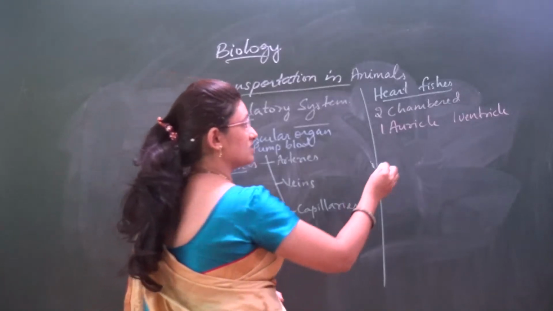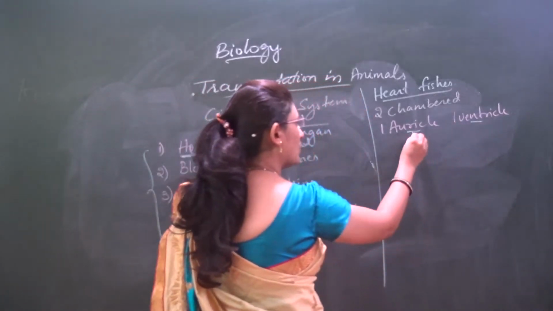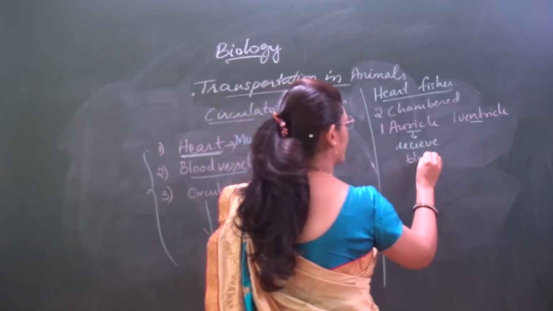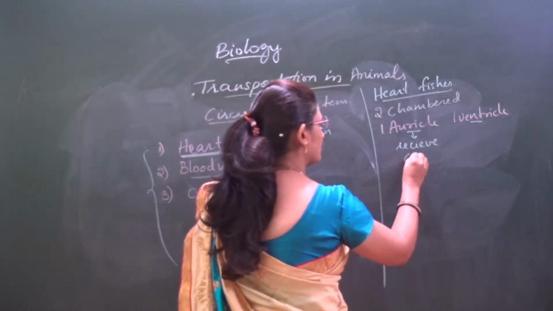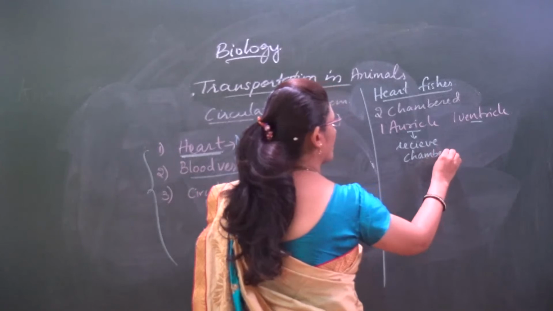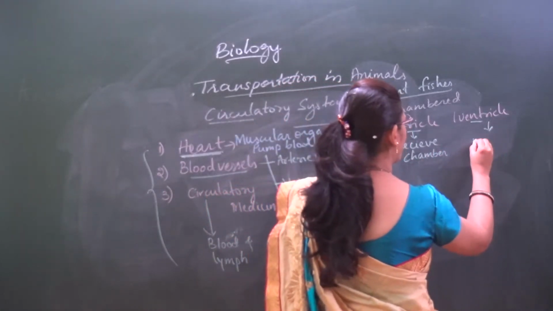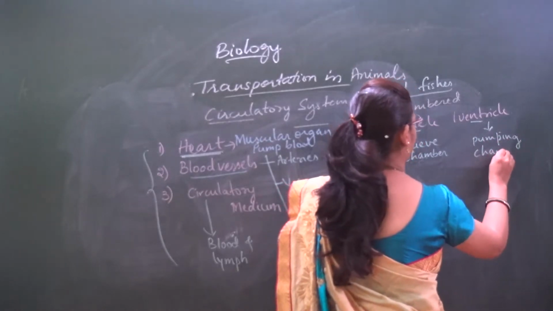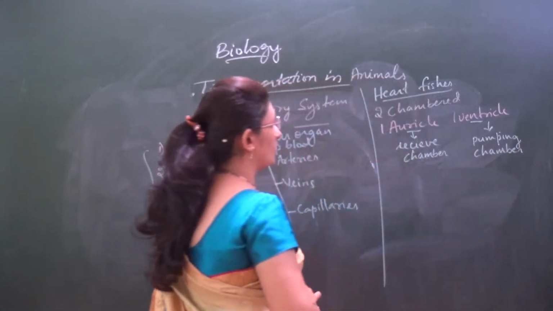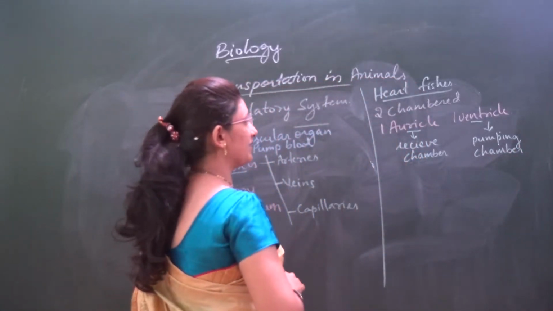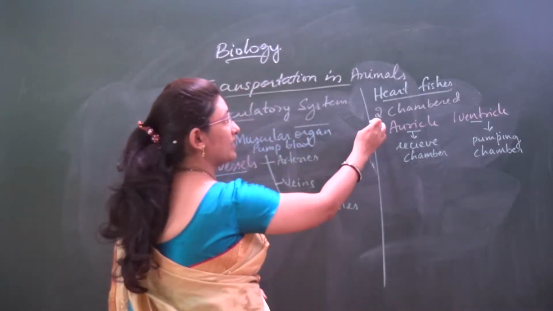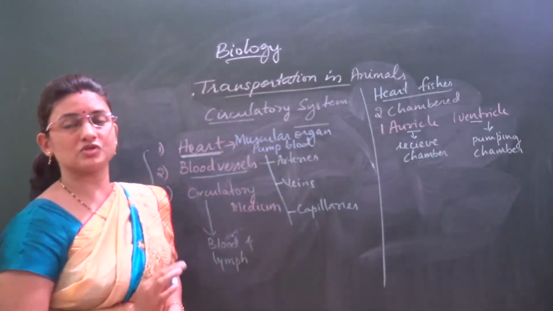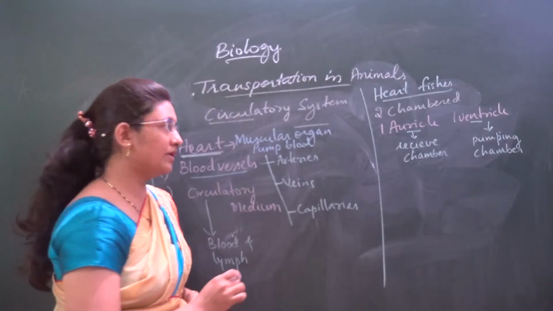What are the functions of these auricles and ventricles? Auricles always receive the blood. It is the receiving chamber, and ventricles are the pumping chamber. So, in case of fishes, one auricle and one ventricle. Then how is the overall process of the circulation carried out in them?